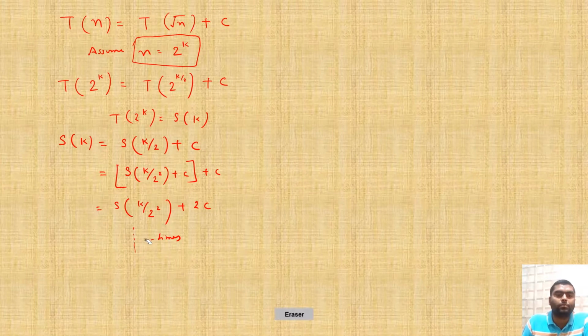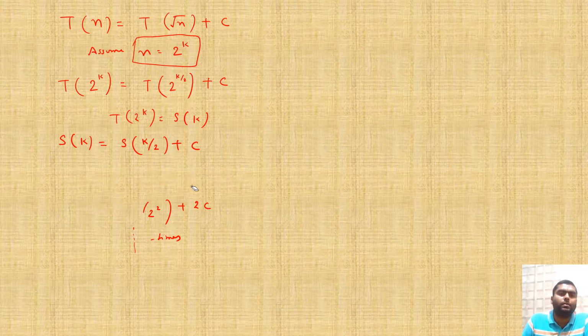We can simply solve this by the master's method, or also with the substitution method. You will get log n. This is the recurrence relation for binary search, similar to it. So what will be the solution for this?